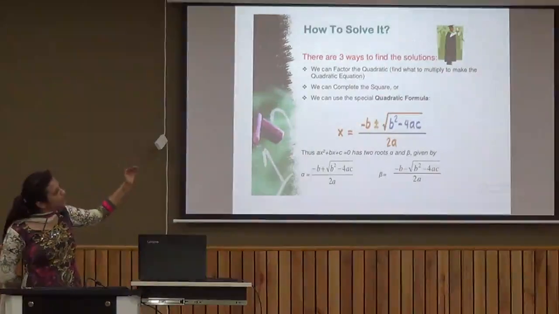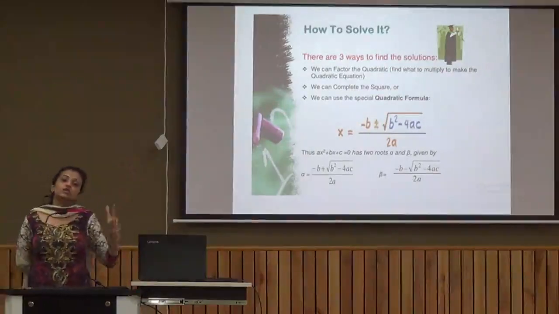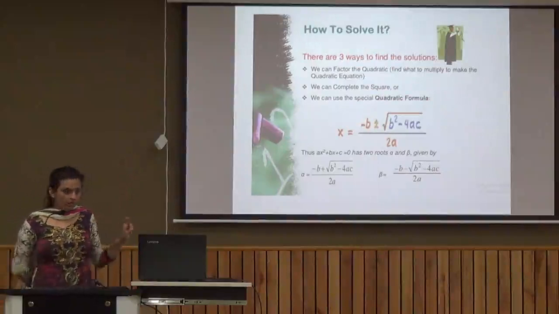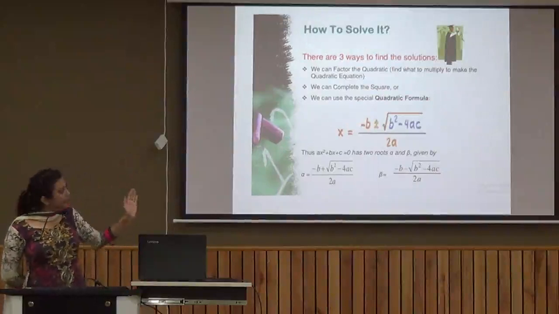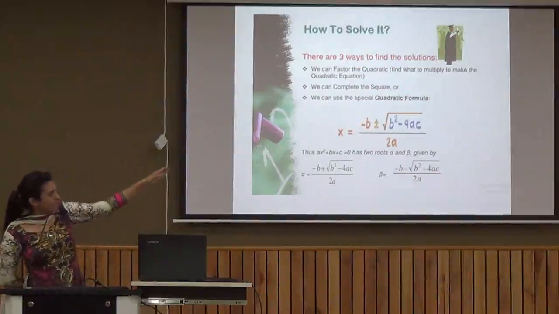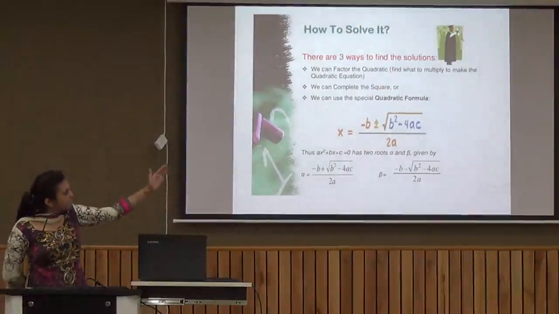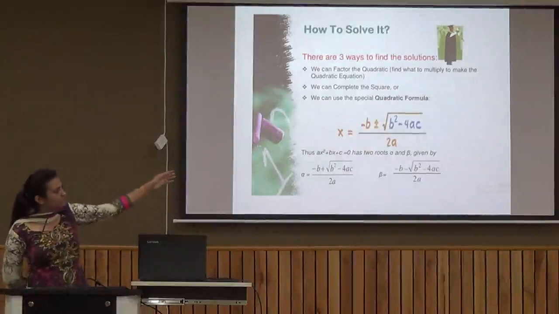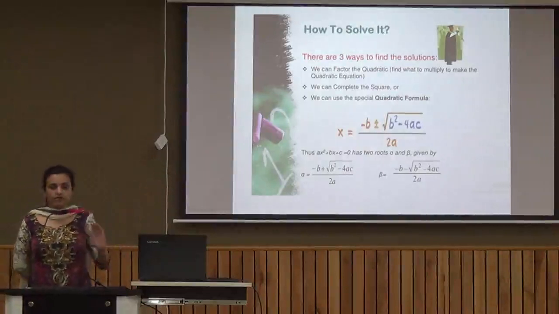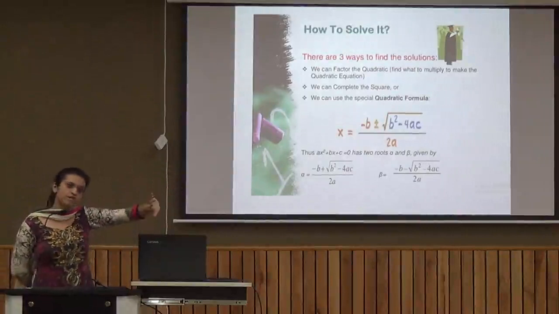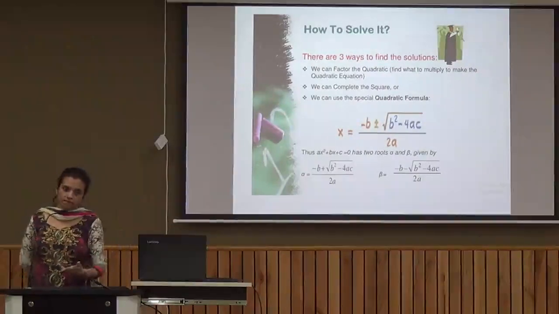Now, when they say plus minus, that means two values of x are hidden. The first value of x will be minus b plus root b square minus 4ac upon 2a, and the other value of x is going to be minus b minus root b square minus 4ac upon 2a. That means first you take plus, that becomes the first value of x, and then you take minus, that becomes the second value of x.